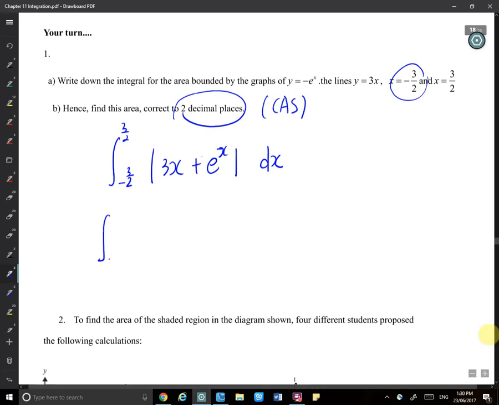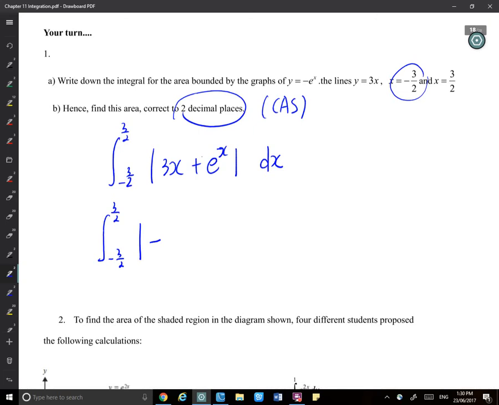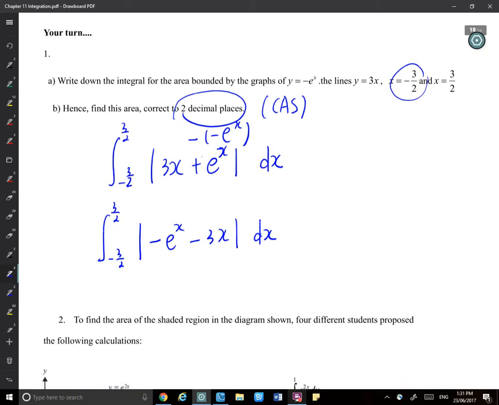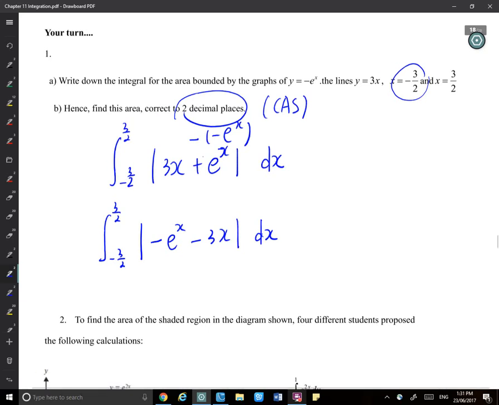Absolute sign. What's wrong with that? You can, no, you subtract them. That's a minus negative e to the power of x, that's a subtraction. Or you can use minus e to the power of x minus 3x. Okay, both correct. Don't need to worry about which is on top.